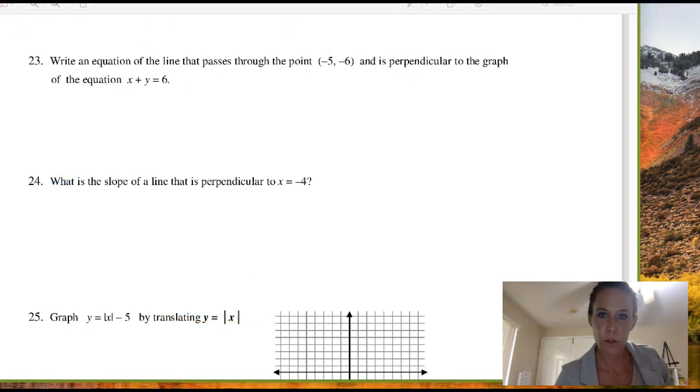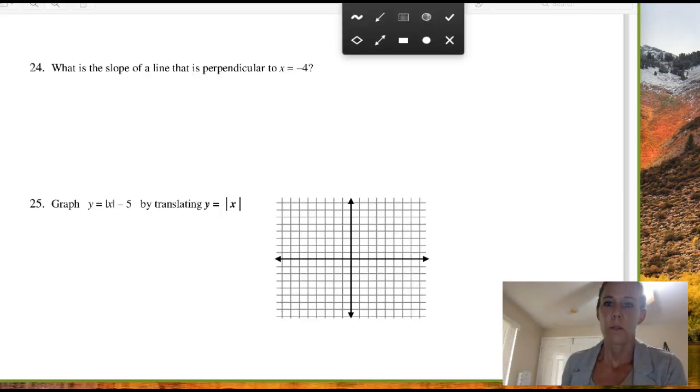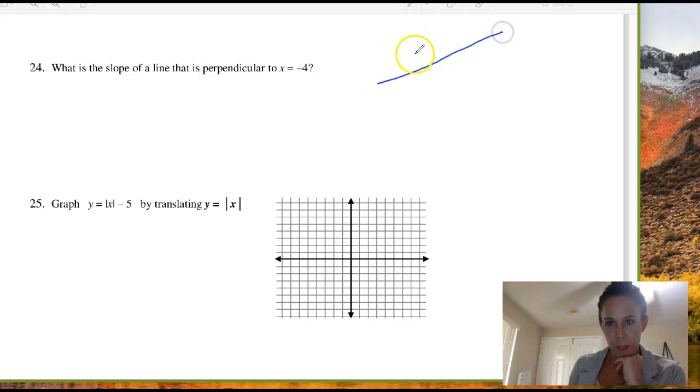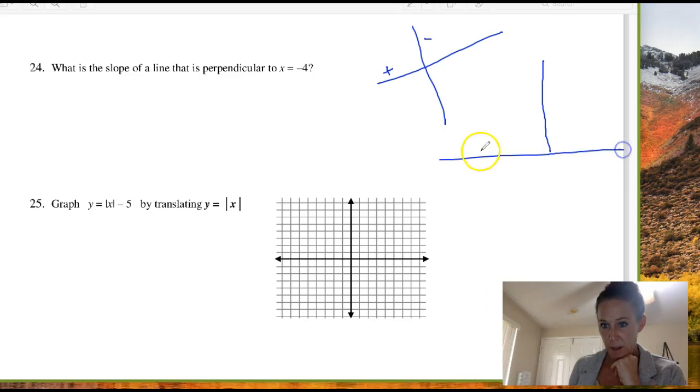All right, on to number 24. Okay, this once again, remember, perpendiculars have opposite reciprocal slopes. So if you're a positive slope, the perpendicular line that meets at a right angle would be a negative slope. This one goes up, this one goes down. If you have zero slope, the perpendicular line would have, remember, SpongeBob can't drive up the wall, undefined slope.